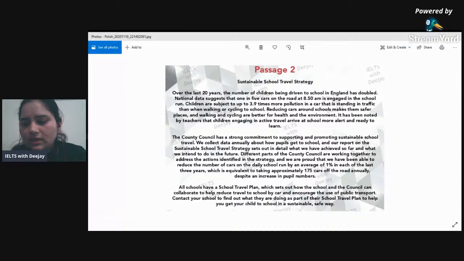But in the passage, they say that we are proud that we have been able to reduce the number of cars on the daily school run by an average of 1%. This is one, two, three, four, fifth line. If you see it, you can say that the information is not matching because they are proud, they are happy, and the question says they're disappointed. So this is the reason the answer is false.